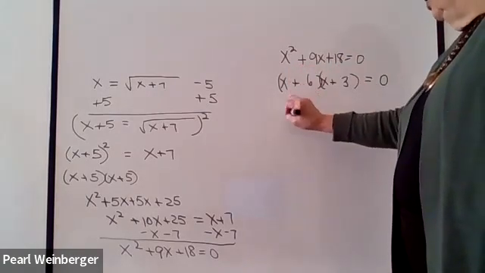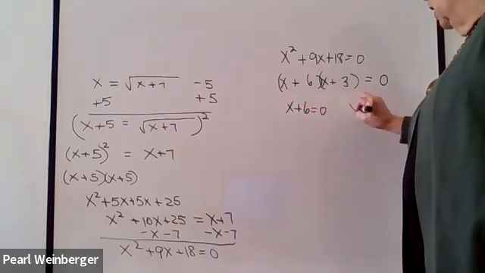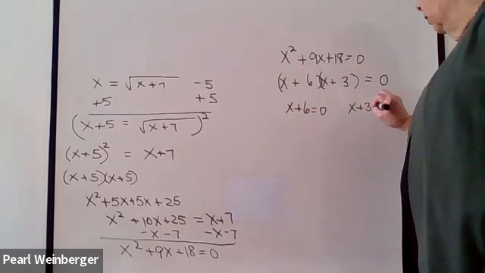And then we're going to take each one separately, and we're going to do x plus 6 equals 0, and x plus 3 equals 0.